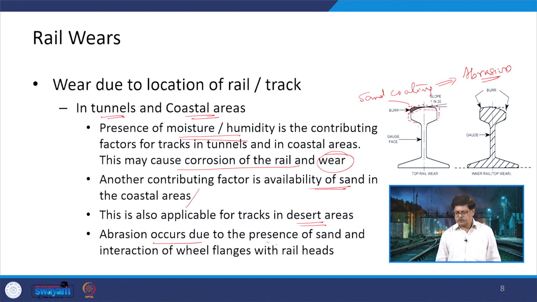Now, this abrasion occurs due to the presence of sand and interaction of the wheel flanges with rail heads. That is what I just defined to you.